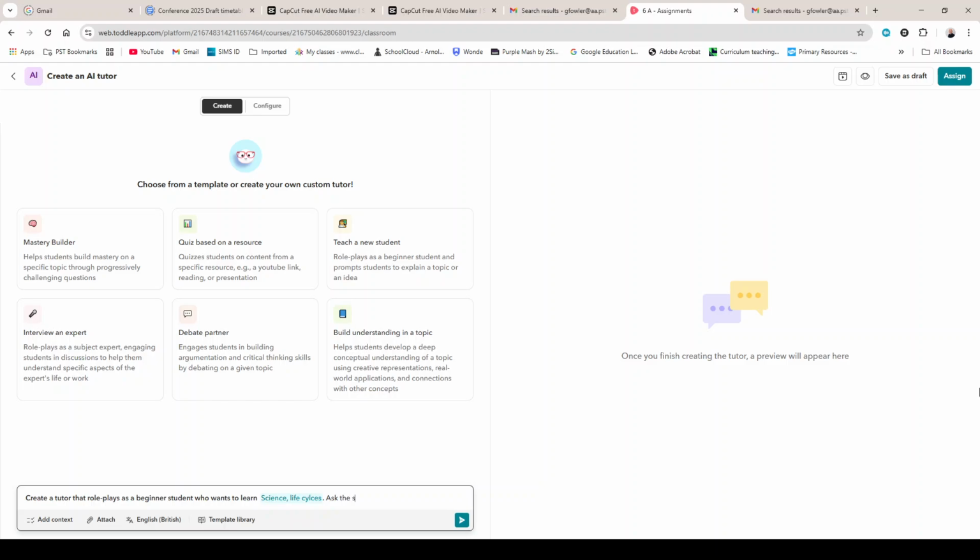Ask the student to teach the tutor about the life cycle of frogs. Okay.